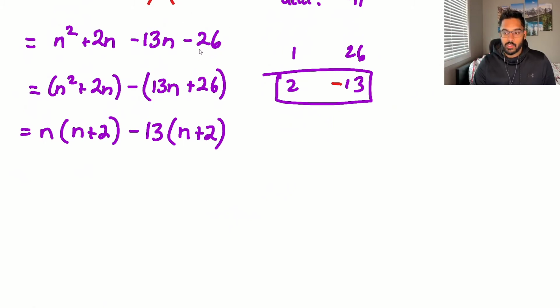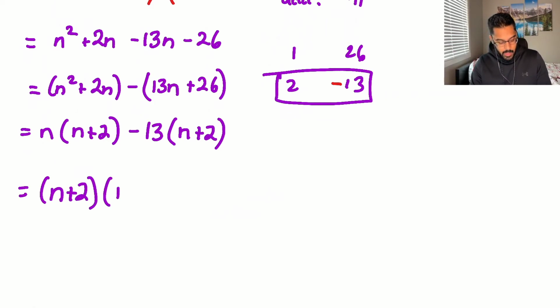So it does look good. Last step here, n plus 2 as the common factor, and then n minus 13 after that. And look at those numbers. Plus 2, just like we said, minus 13, again, just like we said.